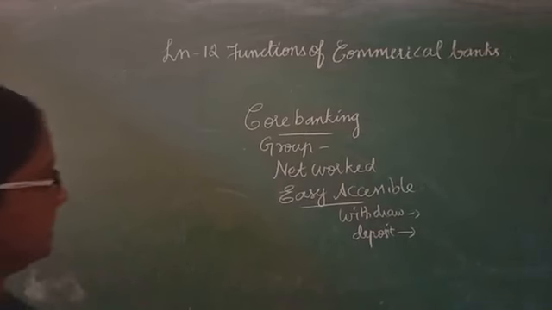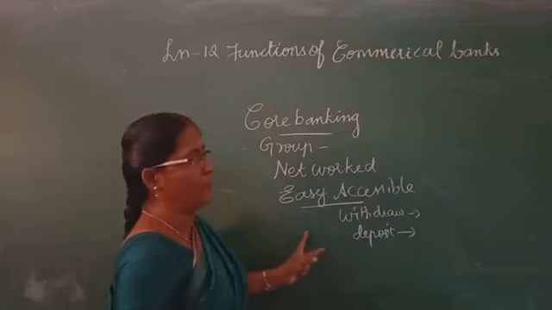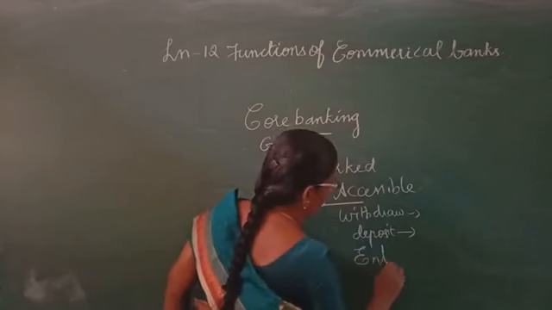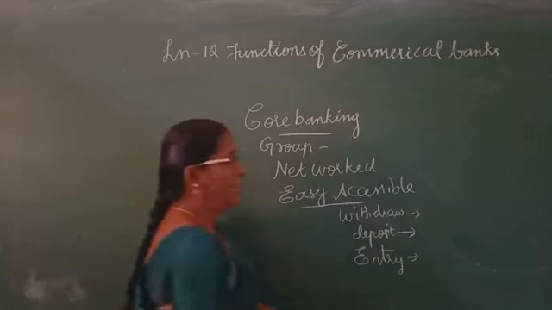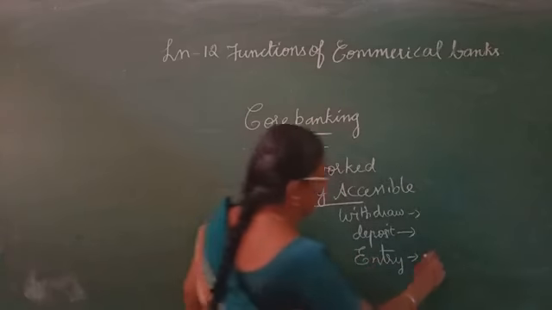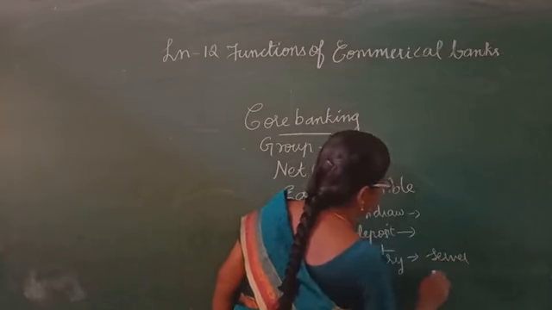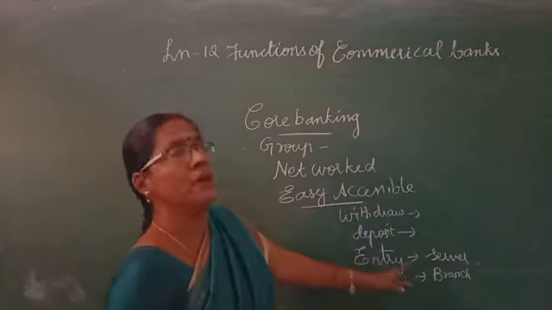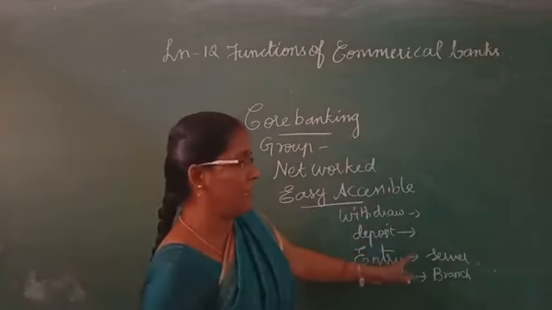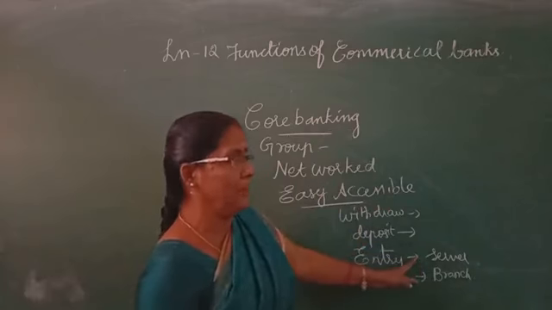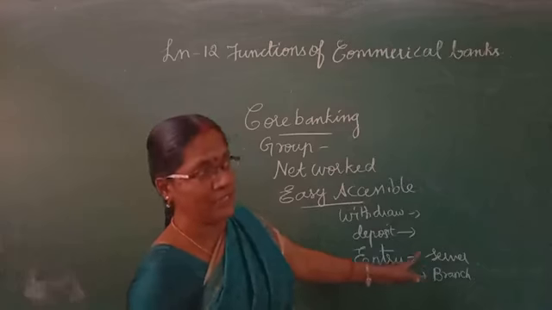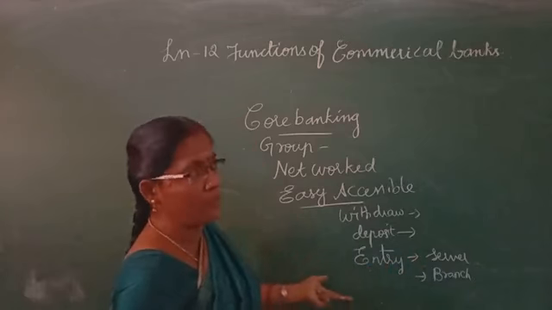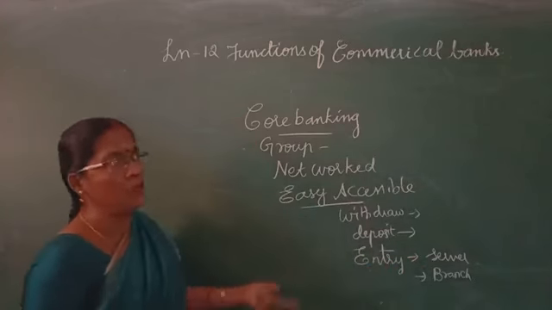In the core banking system, the entry of the transaction is entered on a real-time basis. Whatever amount we are depositing, the entry will be entered in the server and also in the bank branch. So both the server and the bank branch entries will be made simultaneously. We can access our account simultaneously. Let us move on to e-banking.